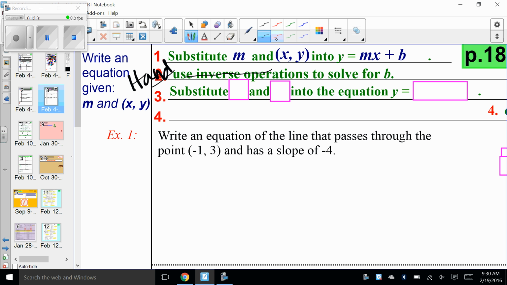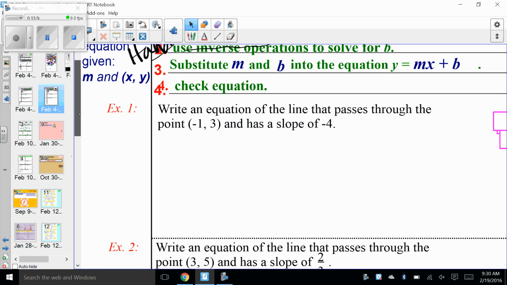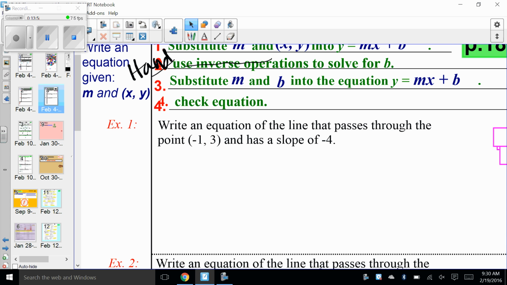After we get our m and get our b, we're going to go ahead and substitute m and b into the equation. And we would have y equals mx plus b. Substitute m and b into the equation, y stop sign, x stop sign. And the last step, of course, is to check to make sure that the equation is good. So that's what we just got done doing on the previous page.